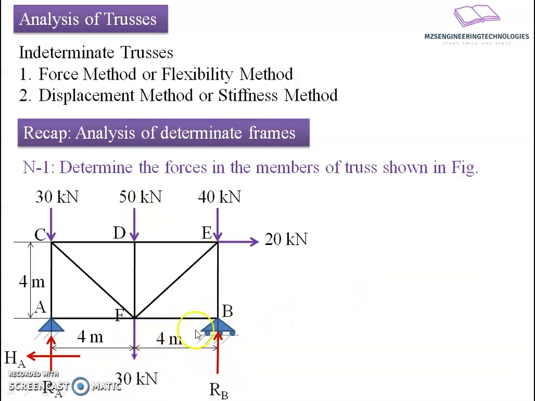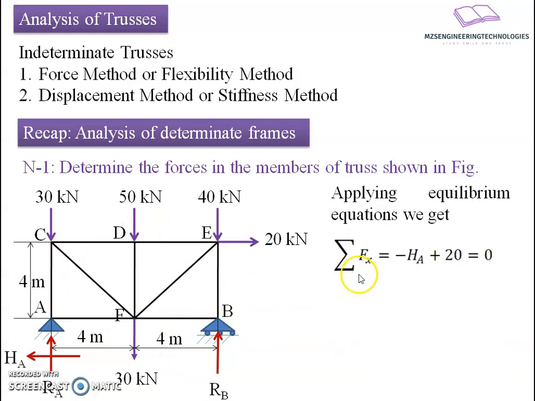For a planar structure, if I apply equilibrium, summation of force in x direction equals 0: minus HA, it is going towards the left-hand side, and plus 20 is going towards the right-hand side. The sign convention: force going towards the right is positive, towards the left is negative. From this, I get HA equals 20 kilonewton.